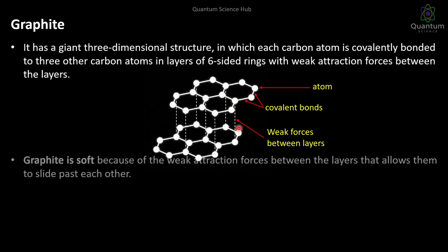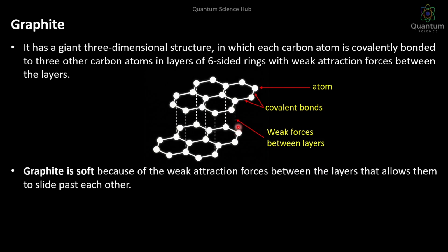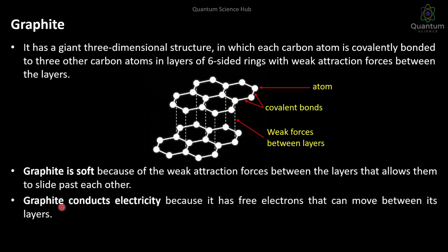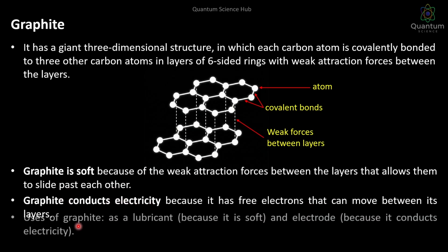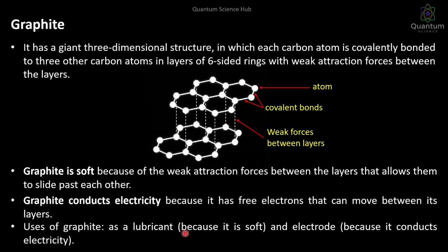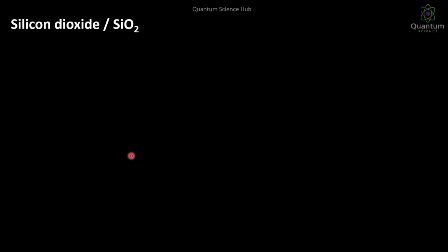Okay? Graphite is soft because of the weak attraction forces between the layers that allows them to slide past each other. Graphite conducts electricity because it has free electrons that can move between each layer. So the uses of graphite here as the lubricant because it is soft, and as electrode because it can conduct electricity in electrolysis process. Now let's see the structure of silicon dioxide, SiO2.